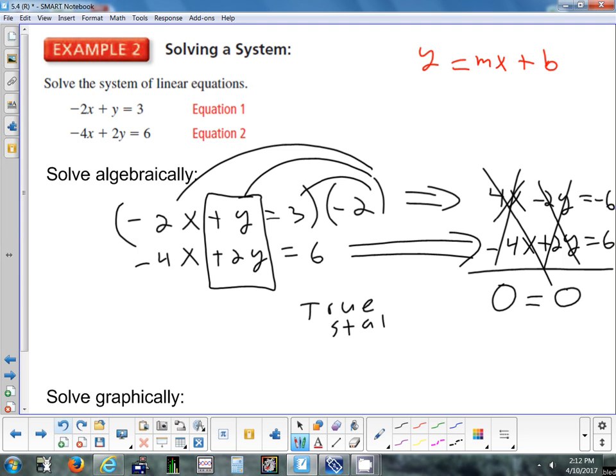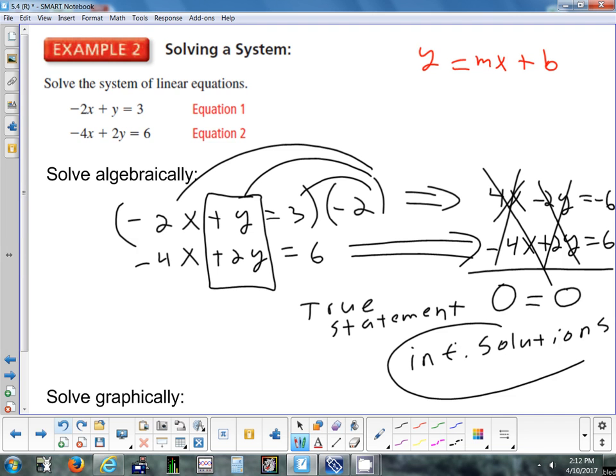Okay, this is different than the last one. This is a true statement. So what do you think that means our answer is? Zero? You only have 3 choices. No solution, one solution, many solutions. What is it? Infinite solutions. How do you know it's infinite? You ended up with a true statement.